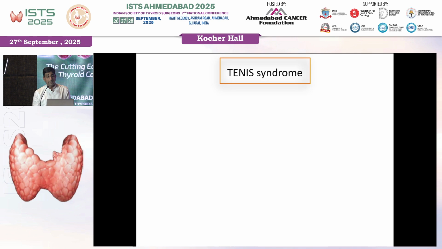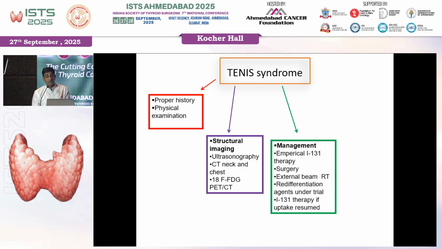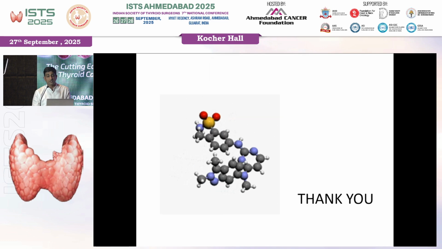The summary is: for TENIS syndrome, we have to take a proper history, physical examination, and structural imaging with sonography, CT of the neck and chest, and FDG PET CT. For management, we use iodine 131 therapy, surgery, external beam radiotherapy, and mainly redifferentiation therapy for TENIS syndrome. After the redifferentiation therapy, the patient should try radioiodine therapy again, and most of the patients responded after the treatment. For response evaluation, structural imaging, iodine 131 whole body scan, and biological markers like serum thyroglobulin and antibody are used.